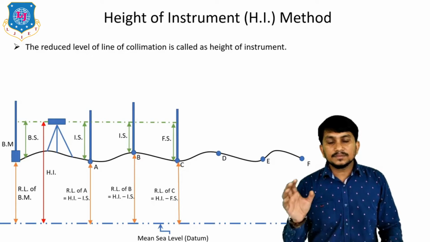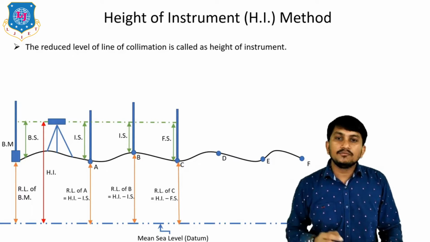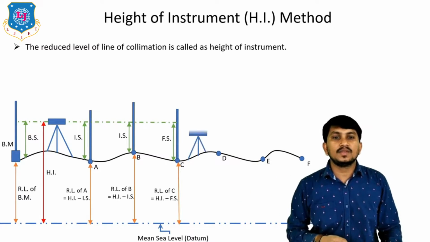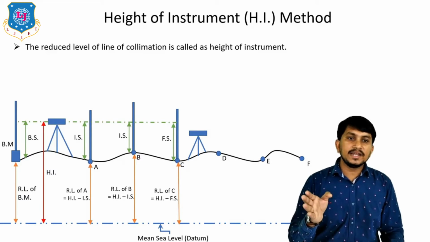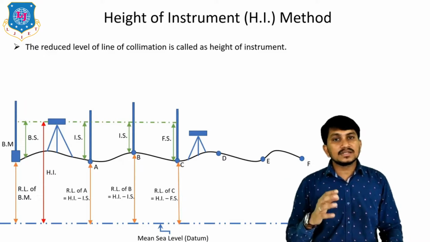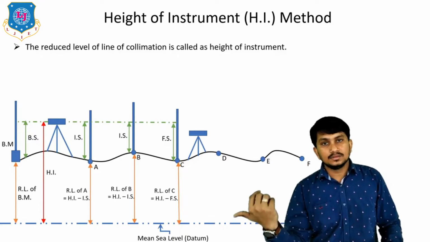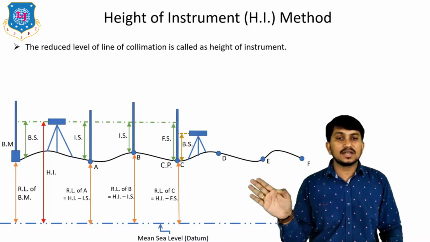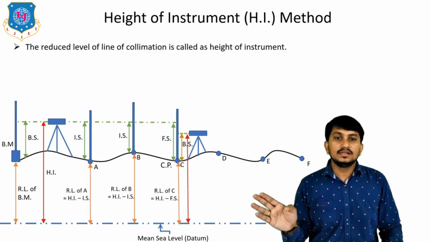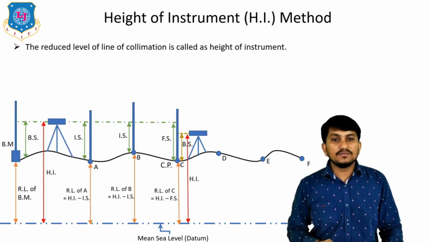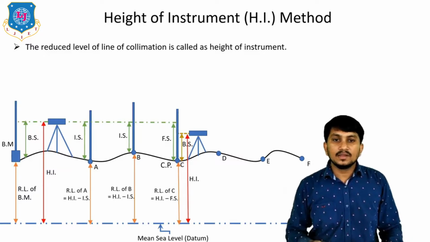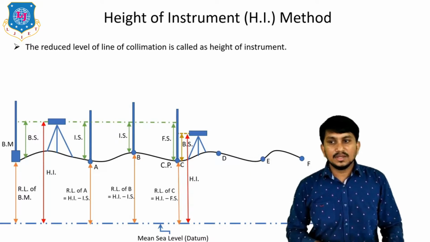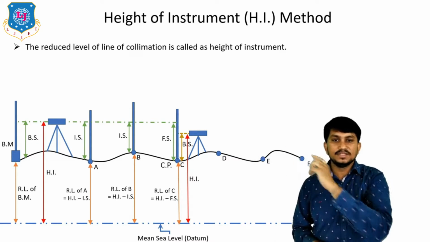After finding out the RL of points A, B and C, we have to shift the level from setup number 1 to setup number 2 and take the readings at D, E and F. For that, first we have to take the reading at the last point, which is the changing point, and it is called BS, because this is the first staff reading of setup number 2. This is the HI. How can we calculate HI? It is calculated by RL of the changing point, or RL of C, plus BS.